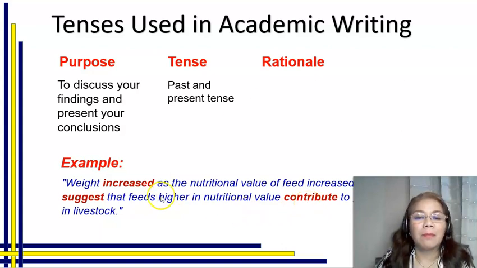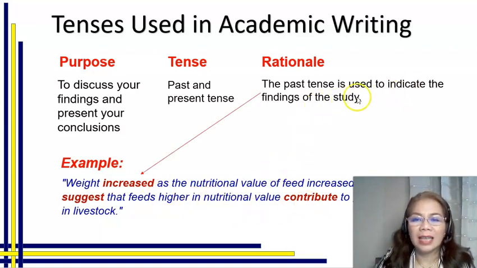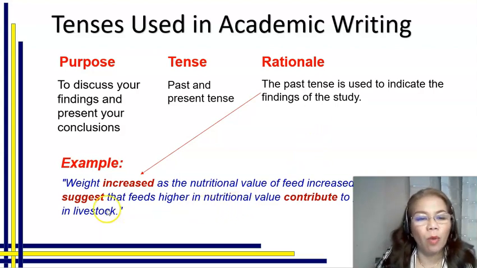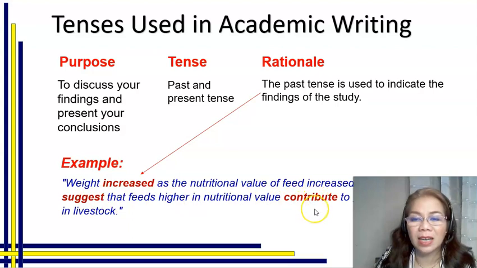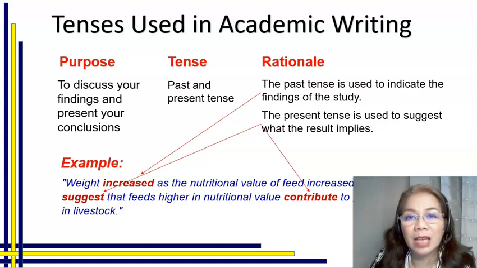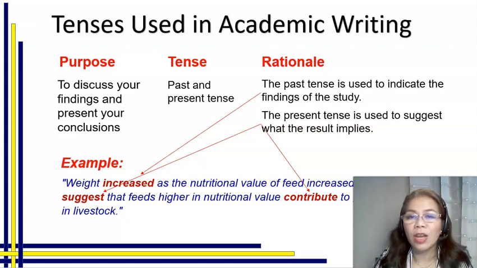Why? Past tense indicates the findings of the study. Okay, take note, if you are reporting the results of your study, use the past tense. Now, why do we use present tense here? Because these are suggesting what the study implies, meaning these are the implications of your study. Therefore, you use present tense.